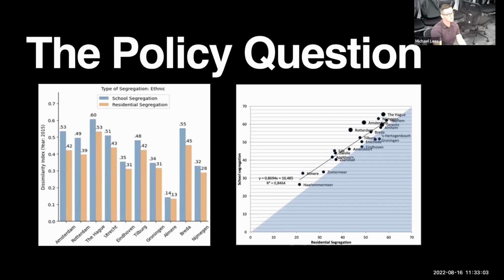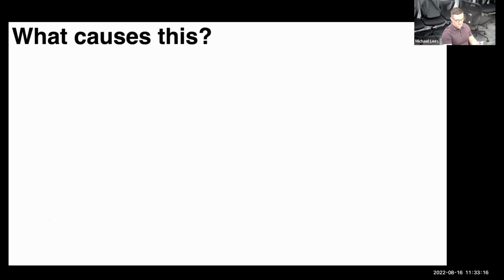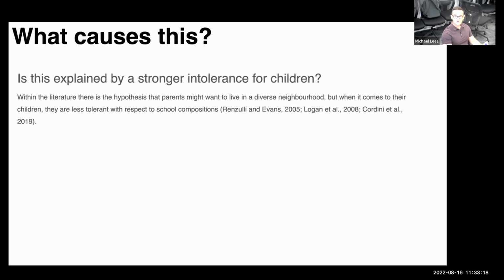So the question to the inspectorate from the government was, what are you doing? Why is this happening? There's obviously something that you're not doing right, which is causing this to happen. So we tried to understand why this might be happening. And so the question is, what causes this?